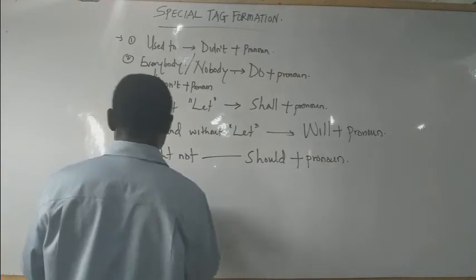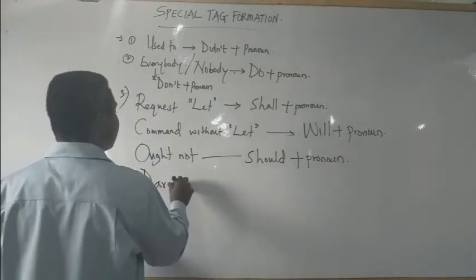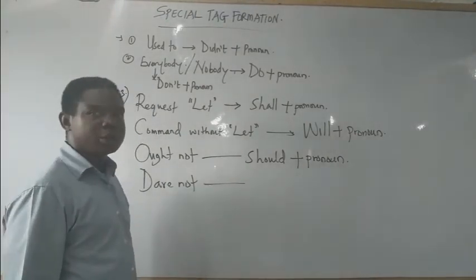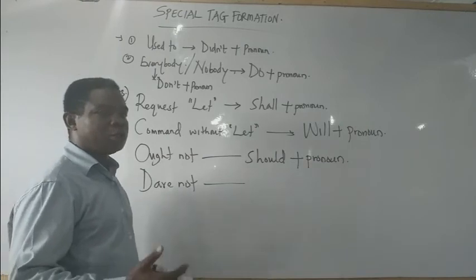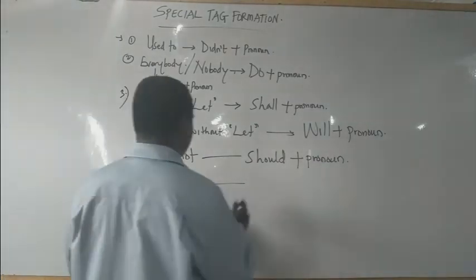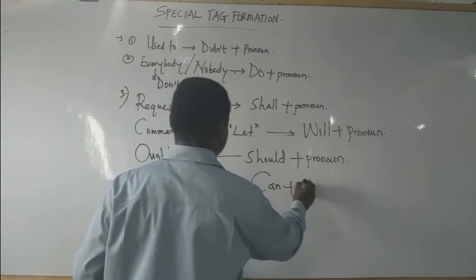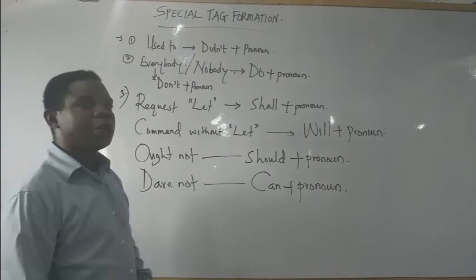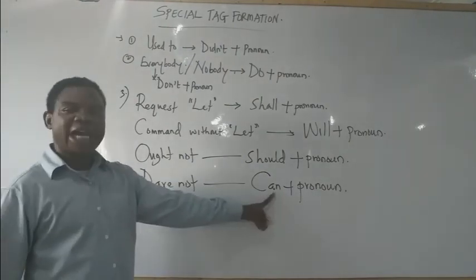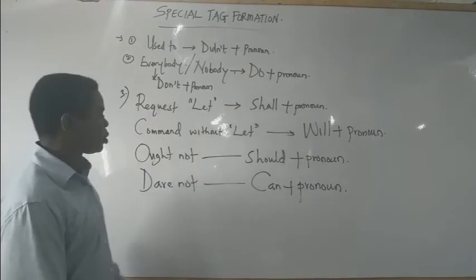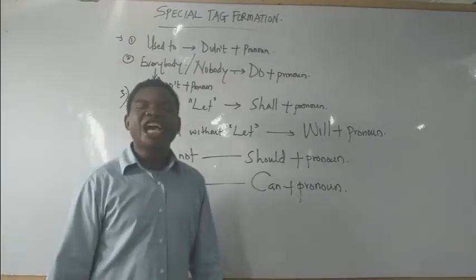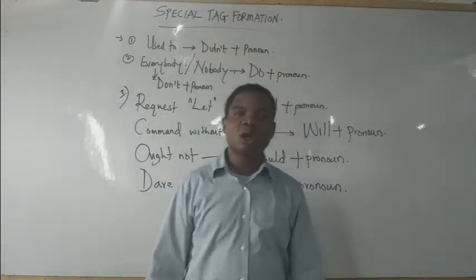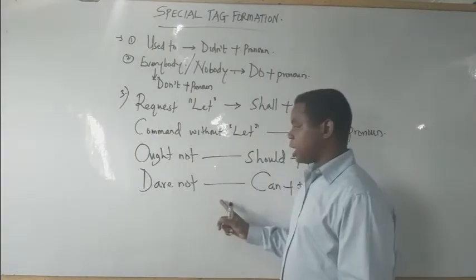Next in the rank is dare not. When you use dare not in a sentence, the question tag you can form from it will take what? Can plus a pronoun. Dare not will give us a question tag which takes can plus a pronoun. Yes. Example, if I say, you dare not smoke on the church premises. Answer is what? Can you?